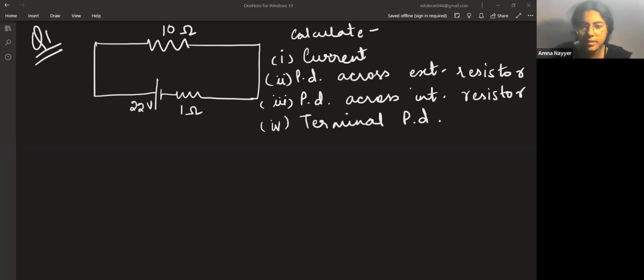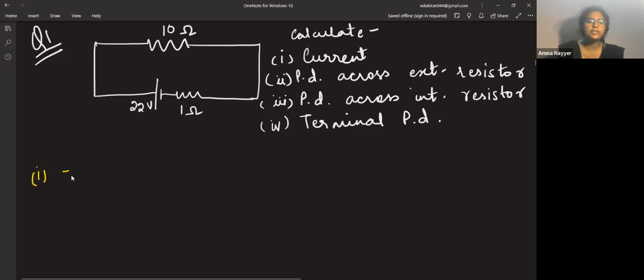Yes, the first answer is the right answer, 2 amperes. See, this is the external resistance given, 10 ohm. Internal resistance is 1 ohm. The second and third parts are also correct. Calculate the fourth part also. All the 3 parts are right. Very good. So only she has done it. Nobody else has tried.